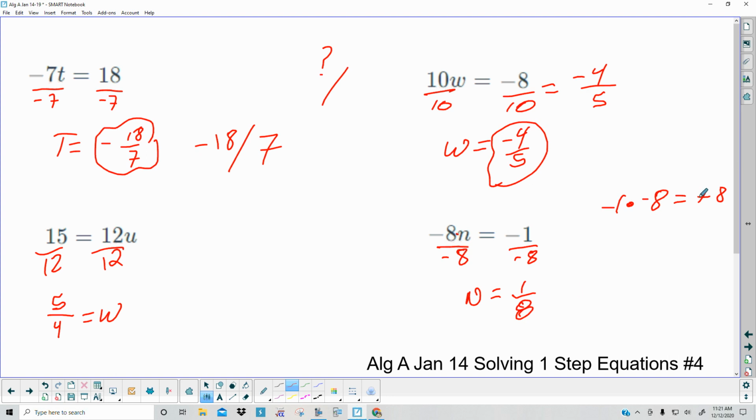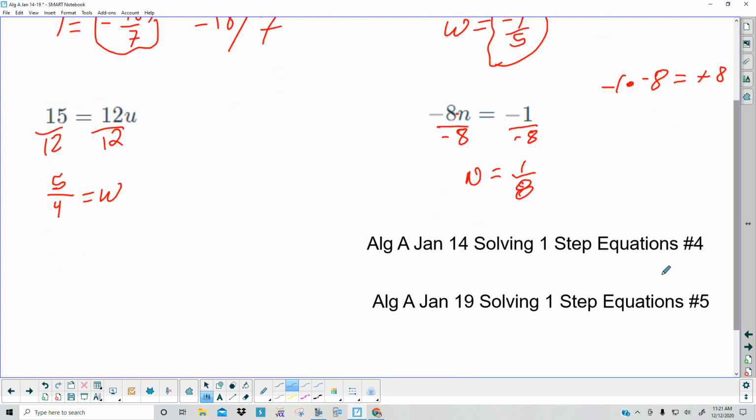Okay, so there's 2 assignments with this, and these are the names of the 2 assignments. You'll also have additional problems from previous sections to work on these. Okay, so watch for those.